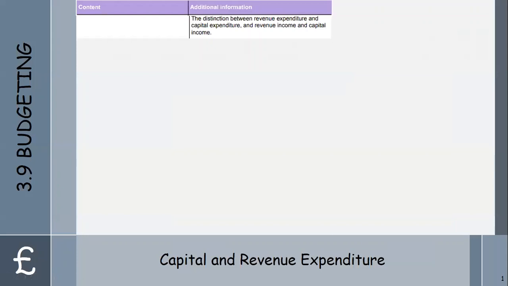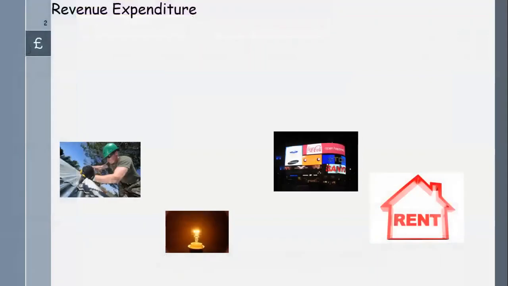Okay, so this was a bit of homework that I gave you back, probably the first tip now. You were to go away and look up capital and revenue expenditure. However, I don't think it was done very well, or maybe we've forgotten. So let's have a quick recap.